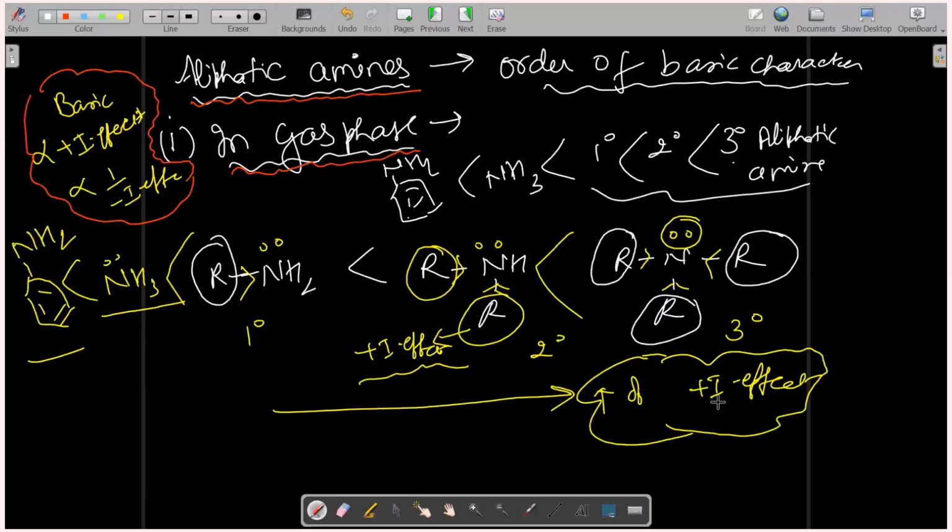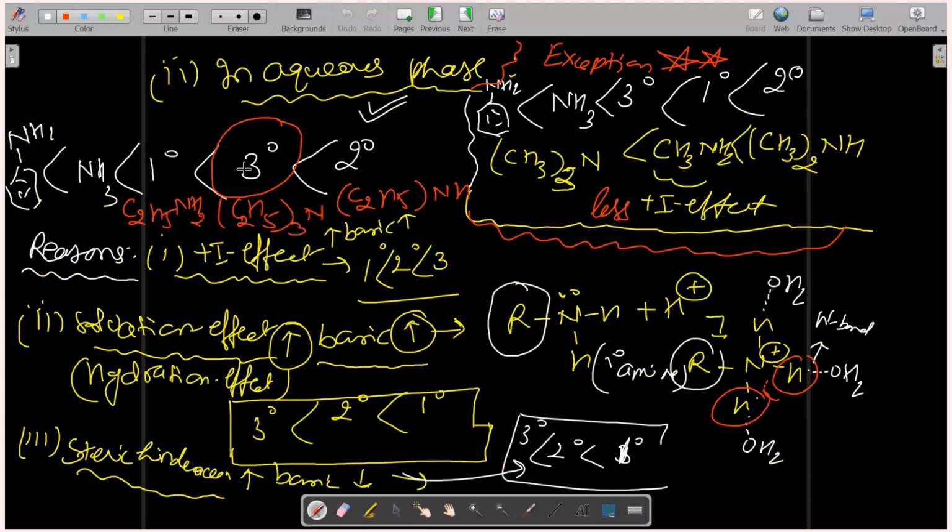Because, as we have already discussed, of the more plus I effect. R is an electron donating group, and due to more plus I effect, the nitrogen electron density increases and its conjugate ion is also more and more stabilized, so it has higher basic character than secondary amine, primary amine, and ammonia, because there is no plus I effect. And aromatic amines are least basic because there is no plus I effect, but rather a minus I effect, and we'll discuss that in detail also. Okay, so that was in gas phase.